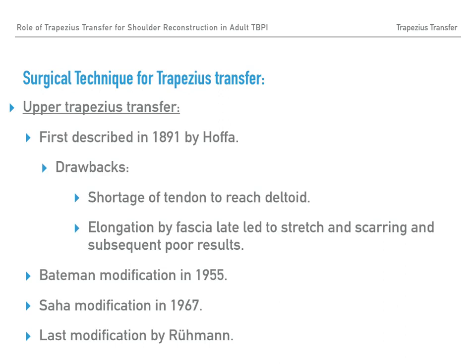So they started to modify the technique to get much better results, and Bateman modified it in 1955 by transferring the trapezius acromial insertion to the proximal end of the humerus. However, shortage of the lever arm of the transferred trapezius was still an issue.